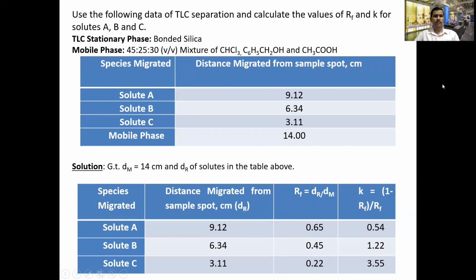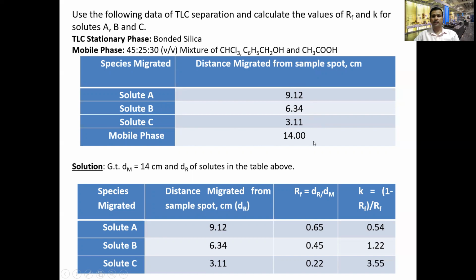Another interesting problem here. Use the following data of TLC separation and calculate the values of RF and k for solutes A, B, and C. Instead of glycine, alanine, and methionine, it is just given as solute A, solute B, and solute C. The TLC stationary phase used was bonded silica. The mobile phase was a mixture of chloroform, benzyl alcohol, and acetic acid. Solute A has moved a distance of 9.12 centimeter. Solute B has moved 6.34 centimeter. Solute C has moved 3.11 centimeter. Whereas the mobile phase has moved the longer distance, that is 14 centimeter.